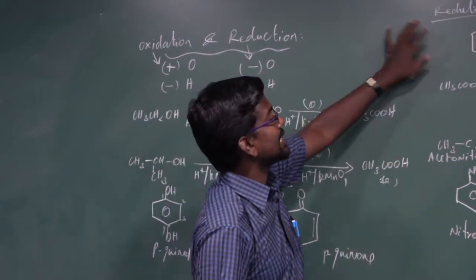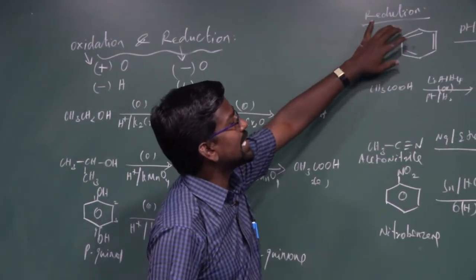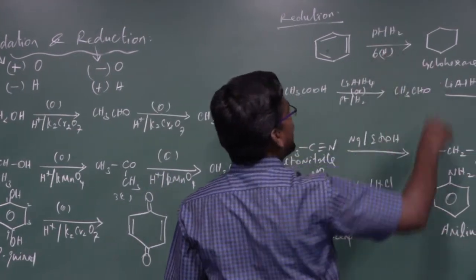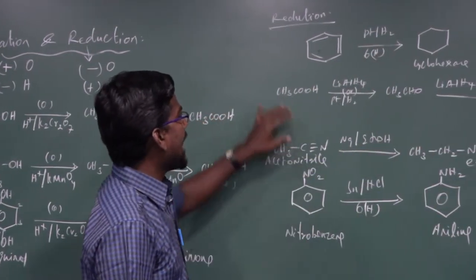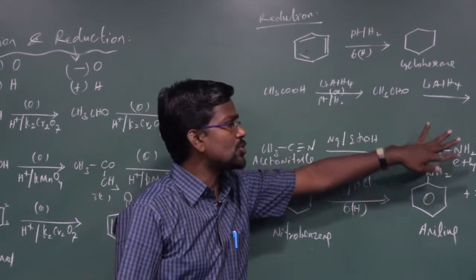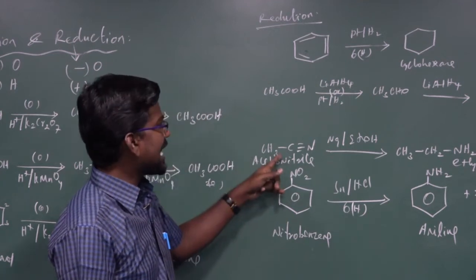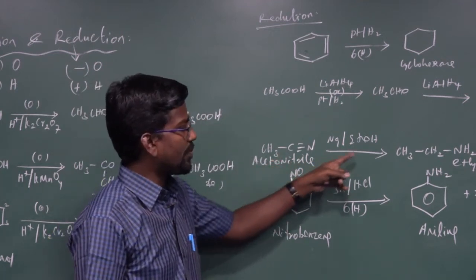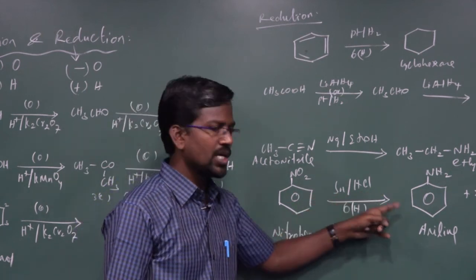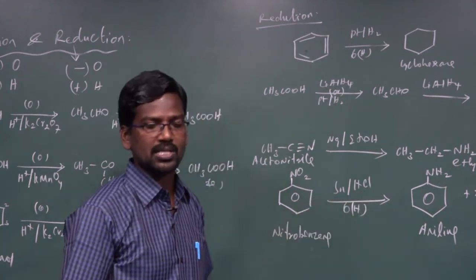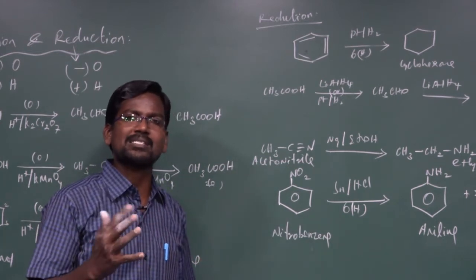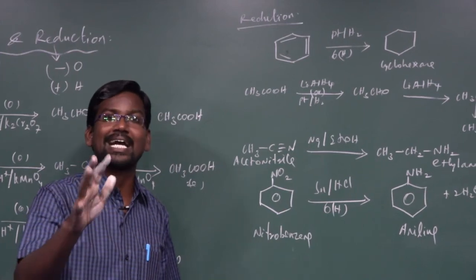Next one, reduction process. It is an oxidation reduction. Benzene is reduced in presence of platinum hydrogen; 6 hydrogen atoms are added to form cyclohexane. Acetic acid is reduced to form aldehyde. Aldehyde is reduced to form alcohol. Alcohol is reduced to form ethyl iodide. Cyanide, acetonitrile can be reduced to form ethyl amine. Nitrobenzene is reduced with tin and HCl to form aniline. This is known as a reduction process. So oxidation and reduction, both processes taking place simultaneously in a single reaction, are known as redox reactions.